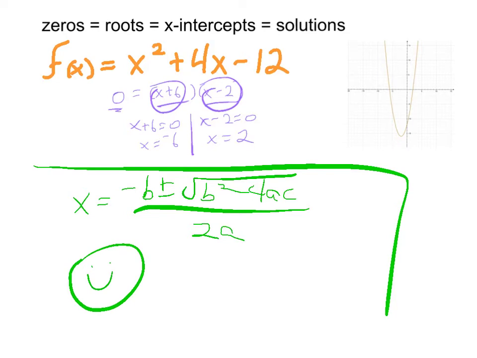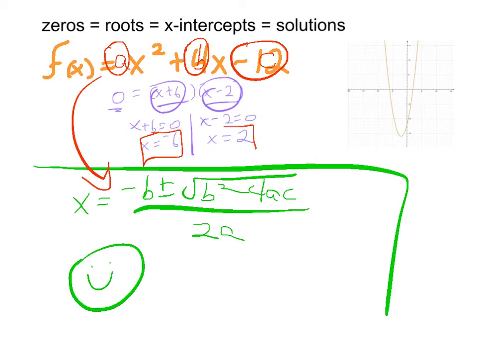Okay? And what are your a's, b's, and c's? This is your a, which is 1. This is your b, which is 4. And this is your c, which is negative 12. You could have used this anyway. If you plug in that a, b, and c, you'd still get these values.